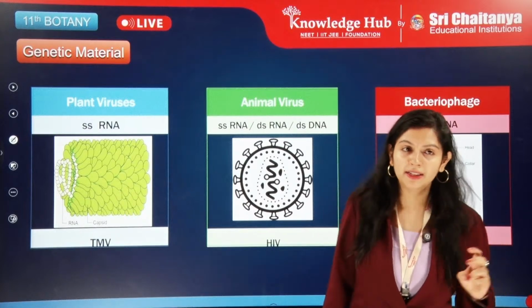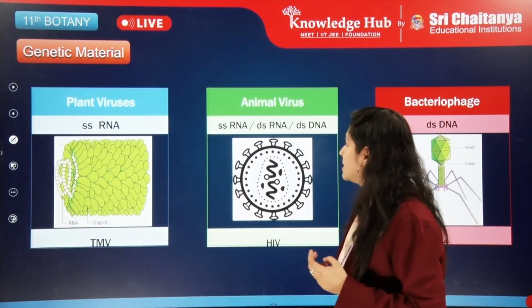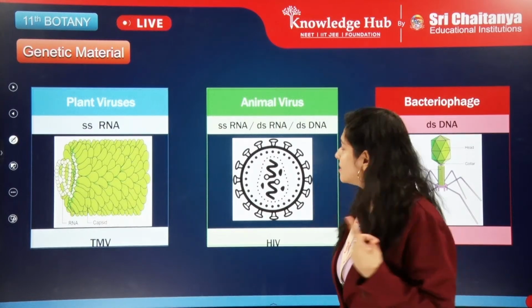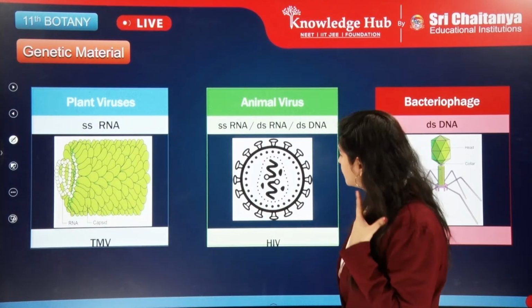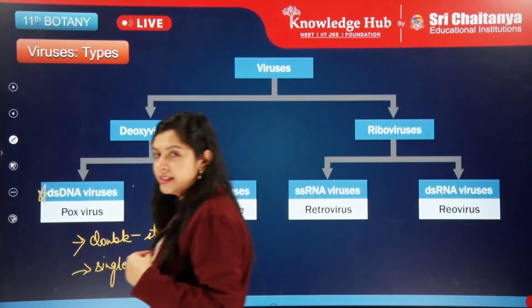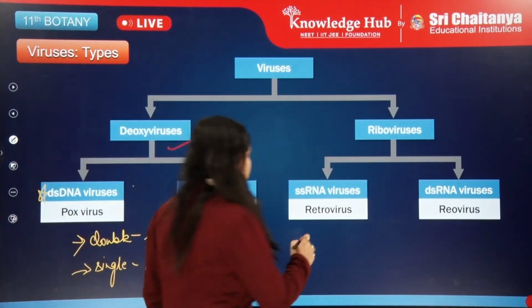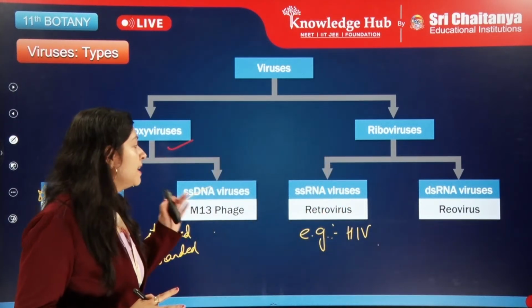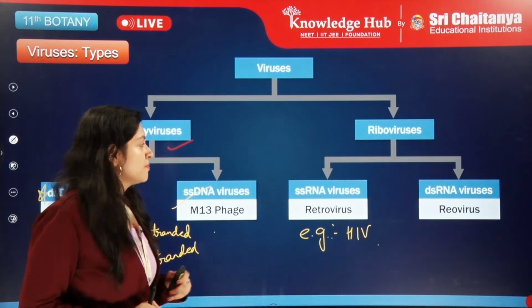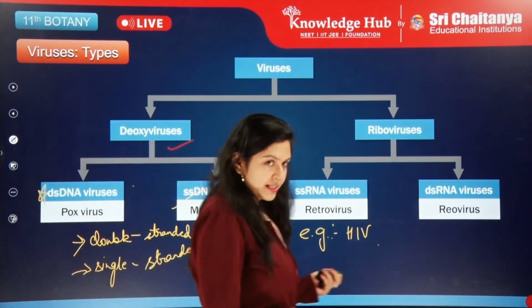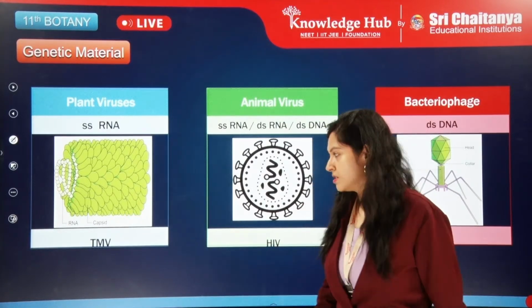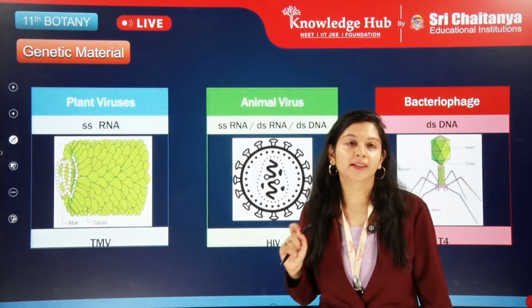I said double stranded DNA, T4 phage, then single stranded DNA, all these things. So just now what we have seen, single stranded RNA retroviruses, example is HIV. Human immunodeficiency virus is an example of the single stranded RNA virus. Double stranded RNA reoviruses, I will give you the example down the line.